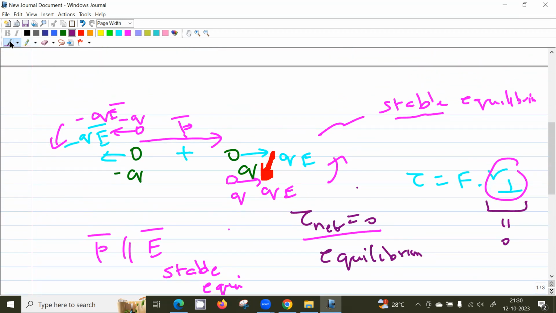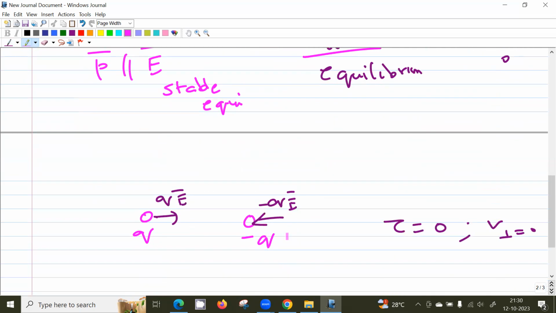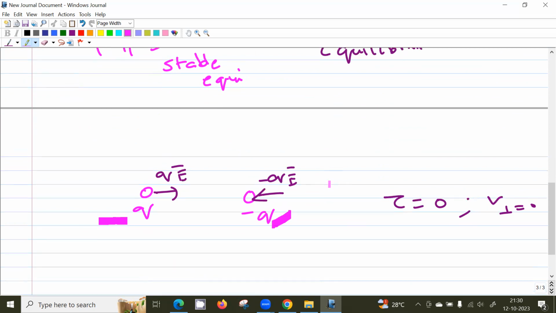So it will not rotate. I'm stretching the stick from both the ends, this way and this way. So it will not rotate, but it will get stretched a little bit. But here I'm compressing the stick from both the ends. So this also will not rotate, and torque is zero and external force is also zero. So this is also an equilibrium position.